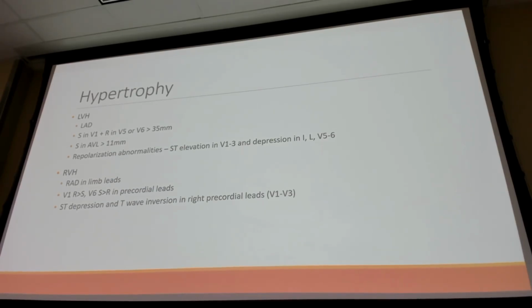We'll see left ventricular hypertrophy. Sometimes it's a normal variant, especially in young, healthy, more athletic patients, where it'll look like left ventricular hypertrophy. And then right ventricular hypertrophy, you should have that right axis deviation in your left leads. You can add them up again with V1, R greater than S, V6, S greater than R.